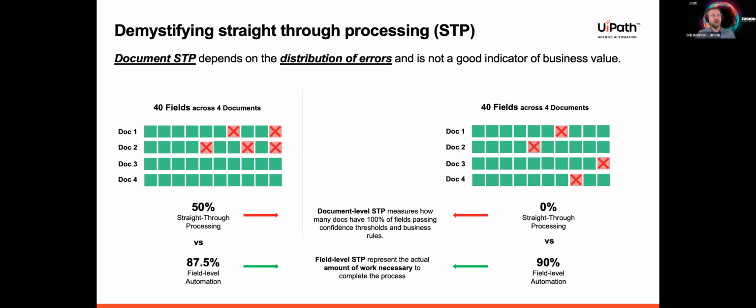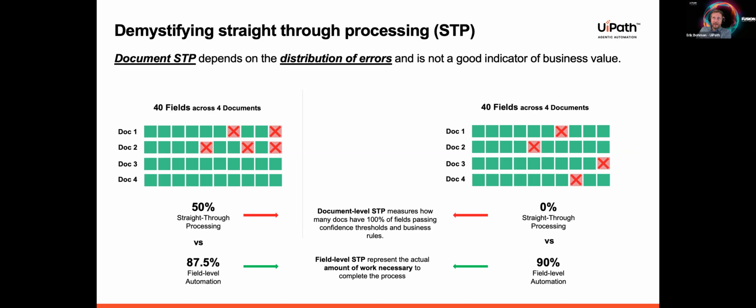In this case, we can calculate this to be a 50% straight-through processing. 2 documents don't touch a human, and 2 do. And for those documents, there's a couple of fields in each. So this goes to an 87.5% field level automation. Almost 88% of the fields were done by the machine, and the human needed to look in 5 places, right? It's pretty good. So a lot of savings there for effort.